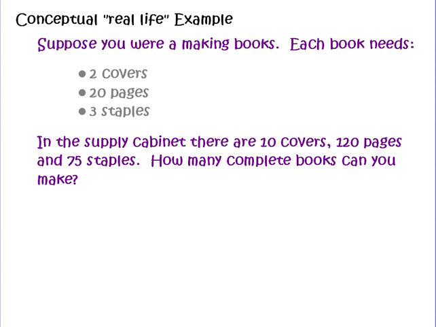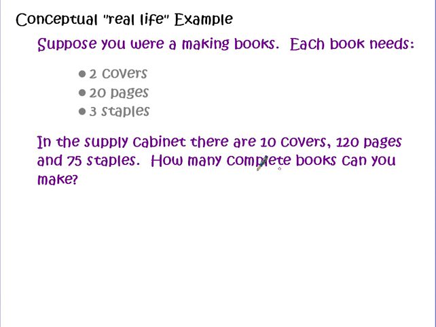Now, in this problem, we have a couple of things. First of all, we have kind of like our recipe to make a book, don't we? I've referred to chemical reactions in the past as recipes, and it sort of is like a recipe in some way, and that's what this is simulating. This is sort of our recipe to make one book. All right, 2 covers, 20 pages, 3 staples. Down here, this is what we have in our supply cabinet.